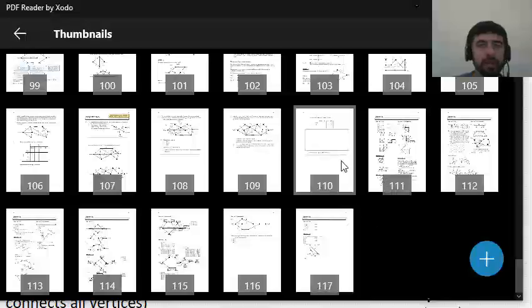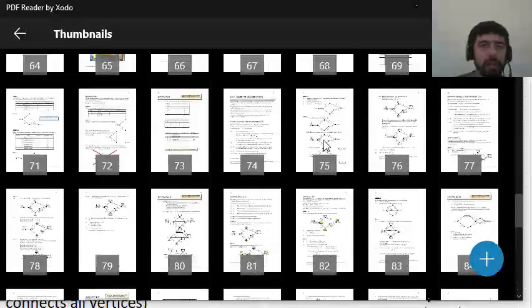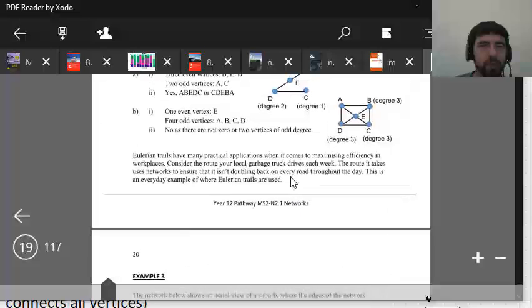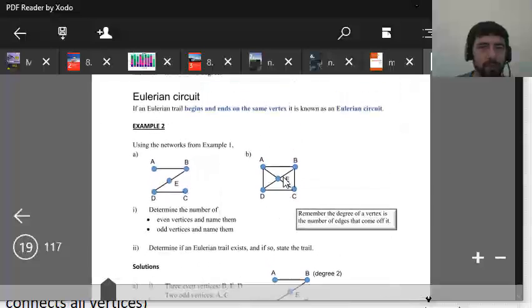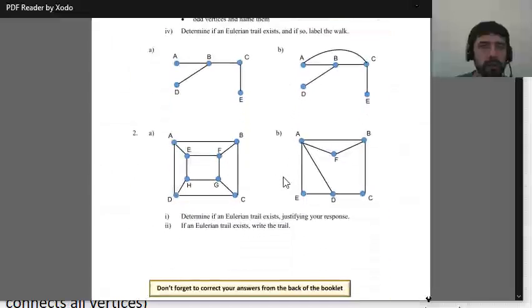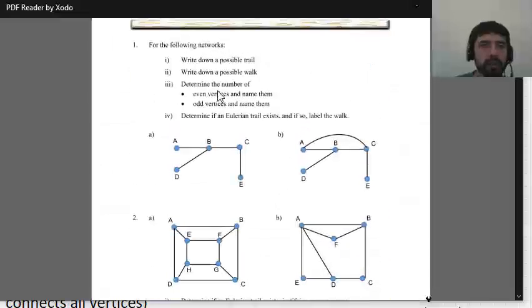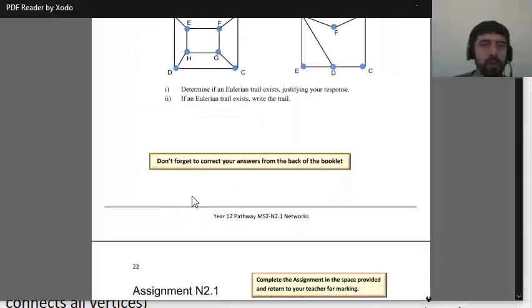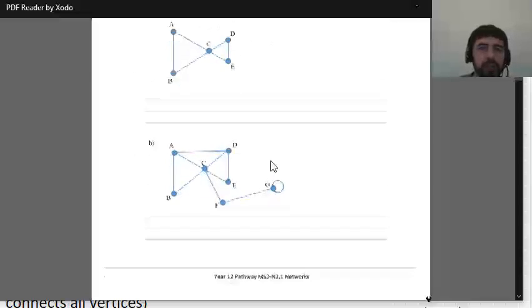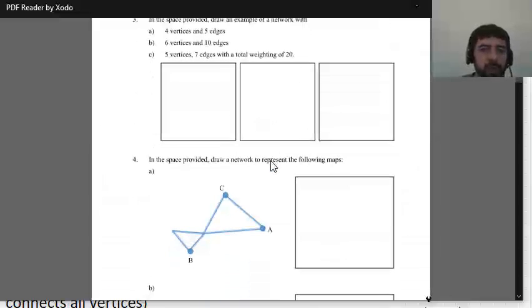I'll try and find one for you. There's some theory. Here's the exercise, and that is the entire exercise, just those two questions. But at the end of each chunk, there is an assignment, which is a longer section with a few questions from each type of thing.